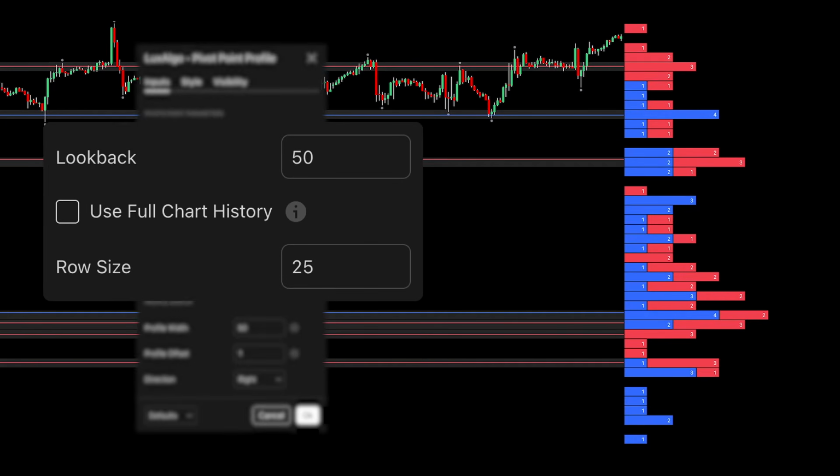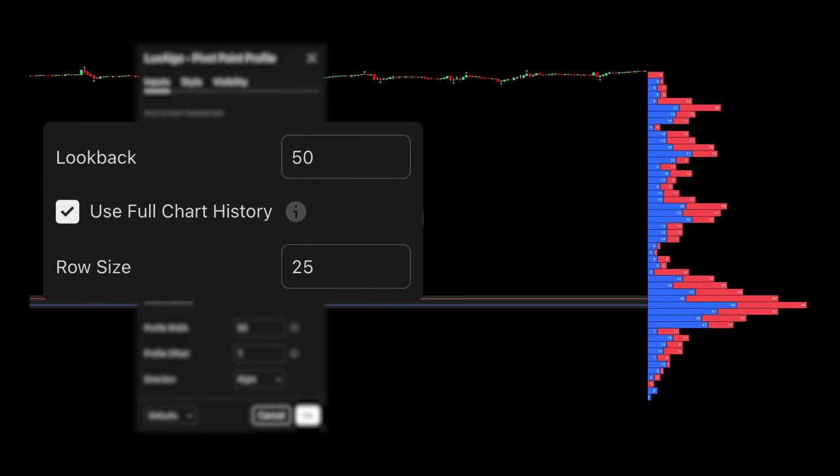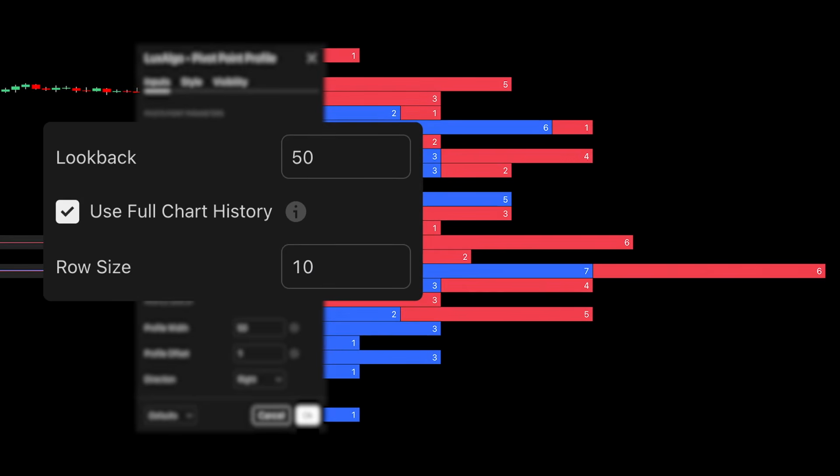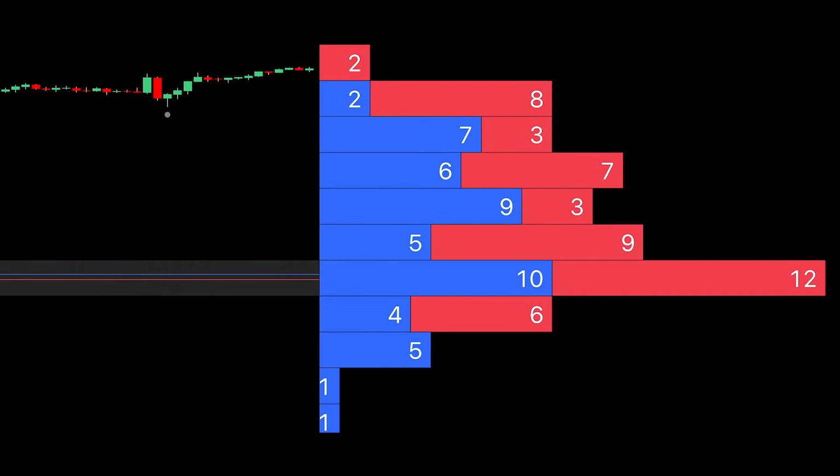Under profile calculation, the look-back setting defines how many recent pivots are factored into the histogram. For a full picture, toggle on Use Full Chart History to include all available data. Row size determines the granularity of the profile. Smaller values increase detail and resolution. Larger values simplify the profile and emphasize broader levels.